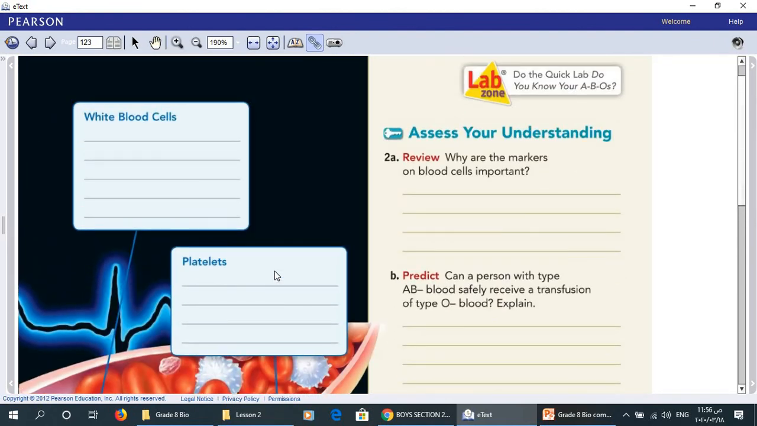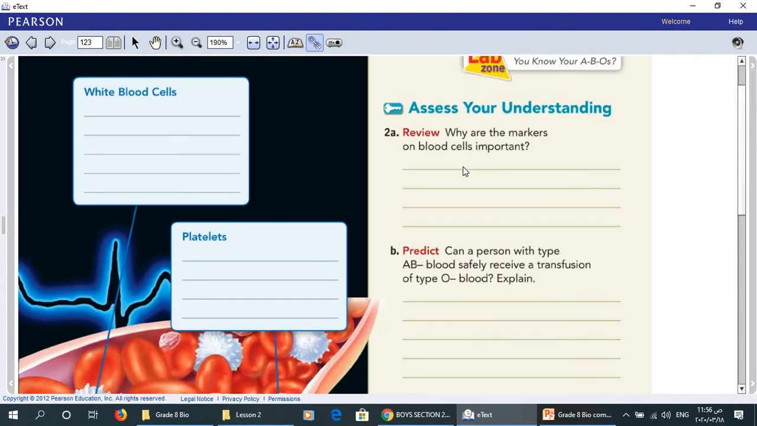Now, assess your understanding. Why are the markers on blood cells important? All the markers, Rh factor, family protein, markers that determine type of blood. Of course, they determine blood type and the presence of Rh factor.